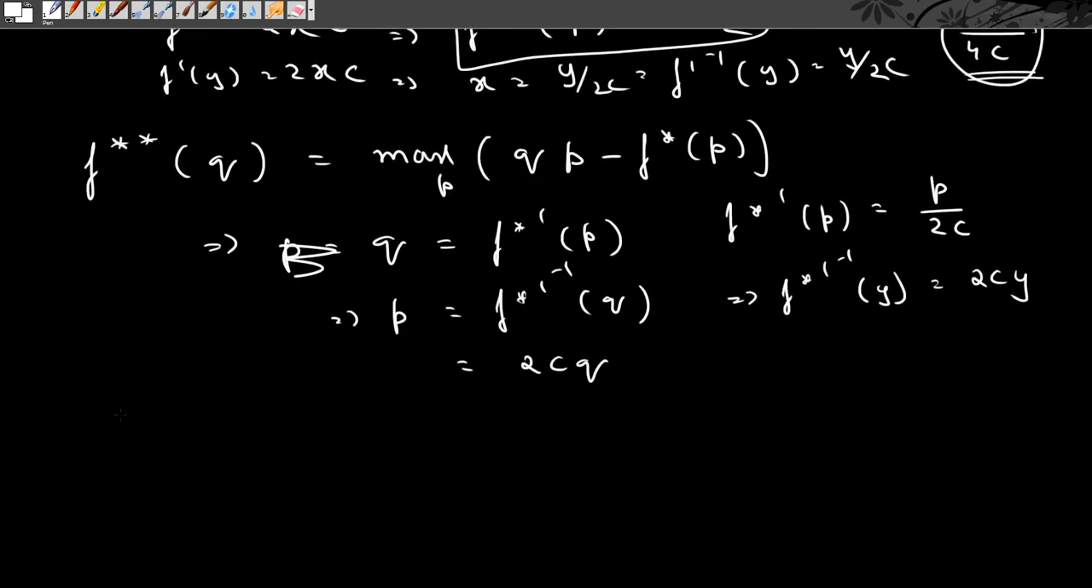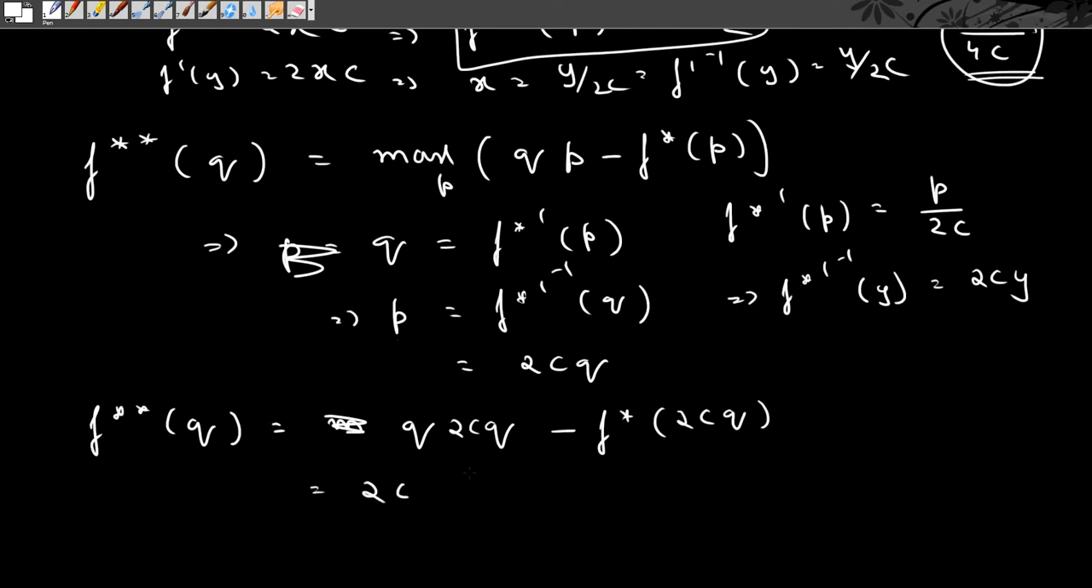which means our f double star of q is now going to become q into p, where p is equal to 2cq, minus f star of 2cq.